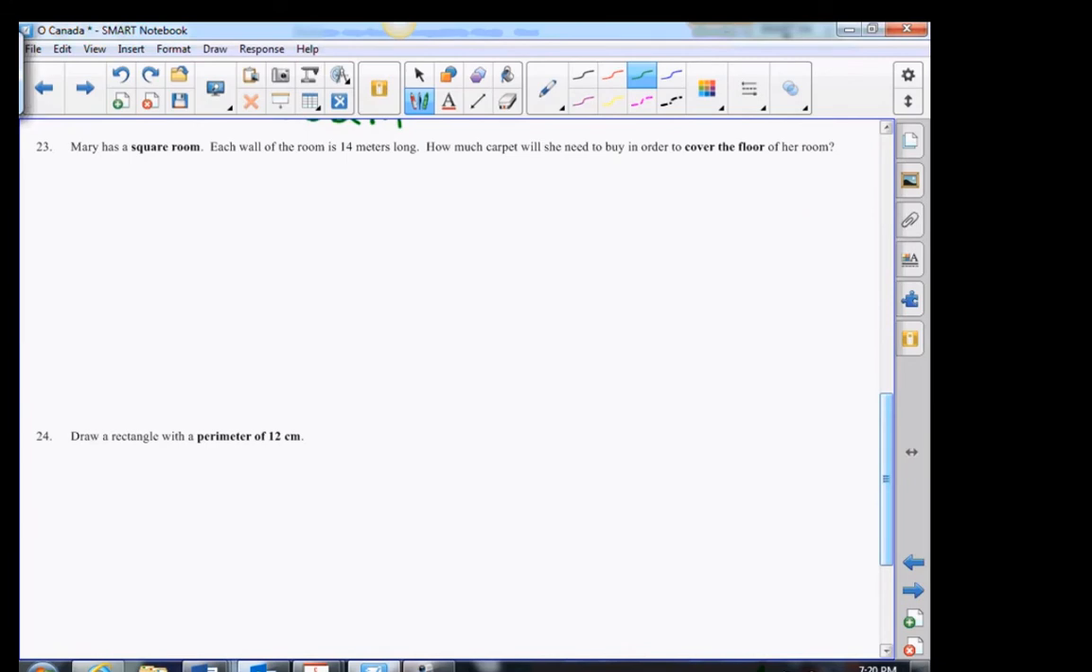Period. Okay, Mary has a square room. Each wall of the room is 14 meters long. How much carpet will she need to buy to cover the floor of her room?